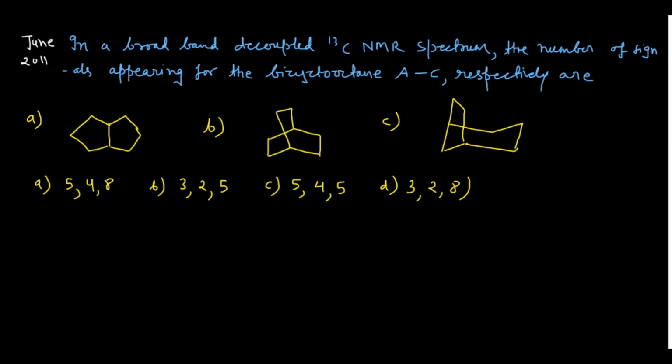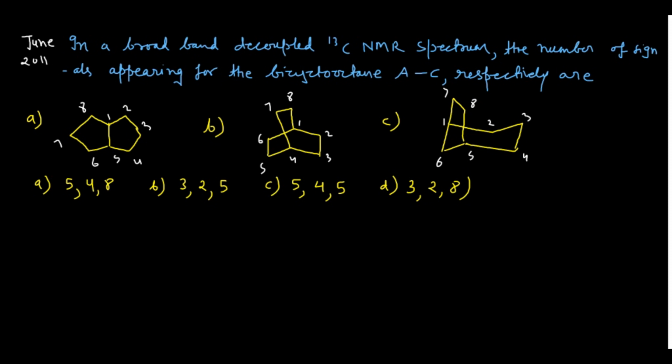So first of all you can mark them. See, 1, 2, 3, 4, 5, 6, 7, 8. 8 carbons are there. Similarly for this one, 1, 2, 3, 4, 5, 6, 7 and 8. For this one also, this is 1, this is 2, this is 3, this is 4, this is 5, this is 6, this is 7, this is 8. Now let's check how many signals they can give you.